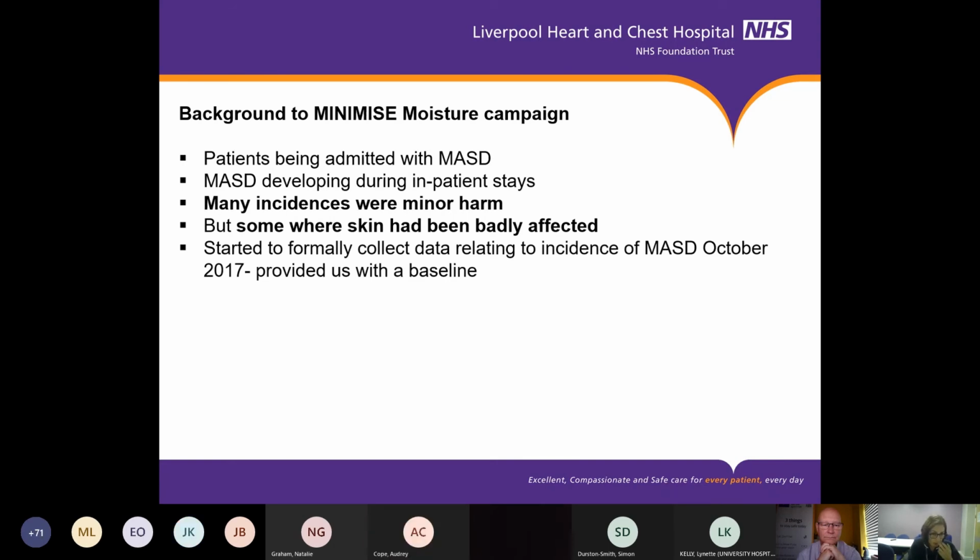So in Liverpool Heart and Chest, we started to formally collect the data before the recommendation. It had been talked about in the nursing press for a couple of years prior to the NHS Improvement document, so we wanted to know what our baseline was. So we got that. We also took a look at what products were being used, because even though we're a small organisation, we're only 230 beds.